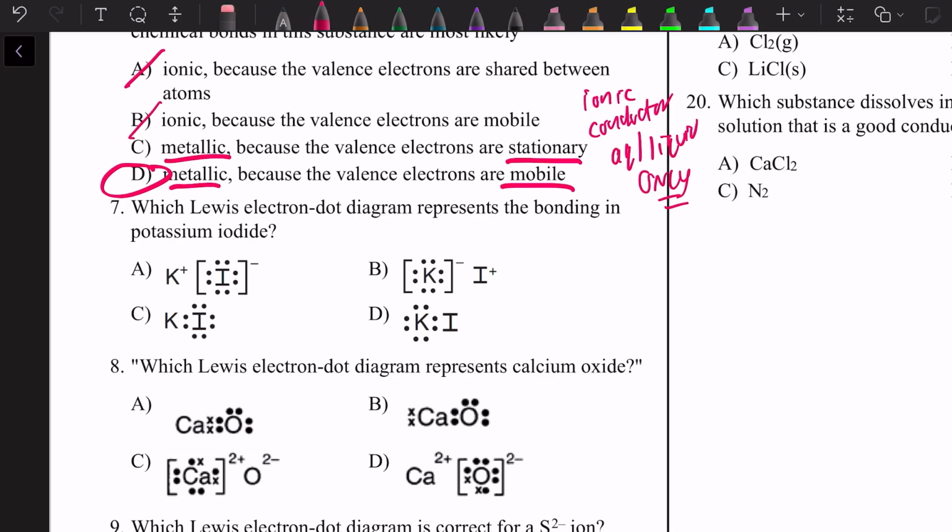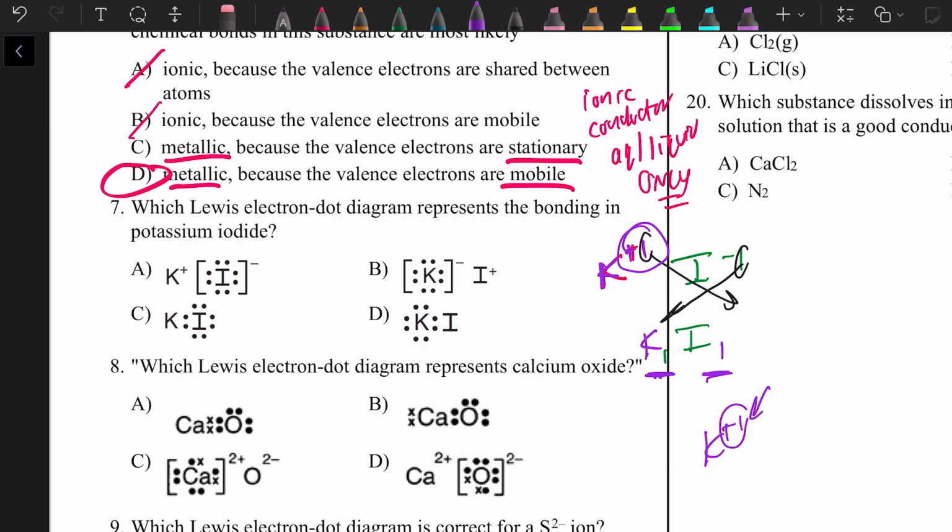Okay, number seven, which Lewis electron dot diagram represents the bonding in potassium iodide. So potassium is K, and iodine is I with that -1 charge. If we do some crisscrossing, we get our formula as K with a 1 from I, and I with the 1 from K. Now, with that, that tells us we need one K and one I in our picture. Now, all of our answer choices have one K and one I. But K has that +1 charge.